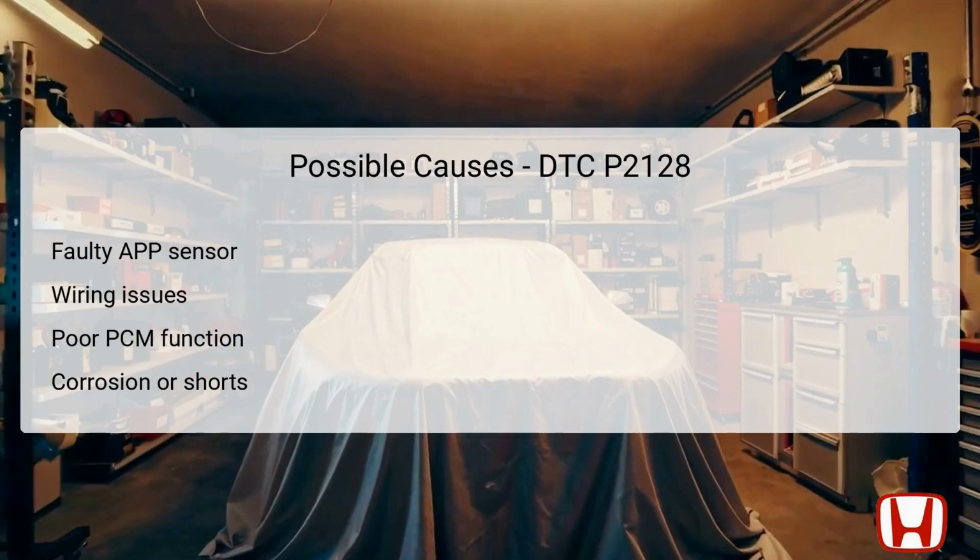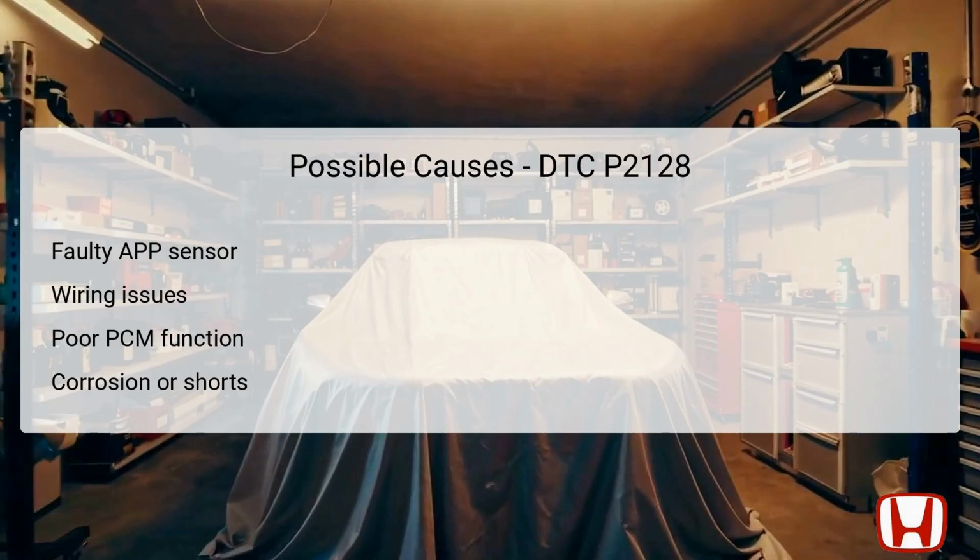There are several potential causes for the DTC P2128, and accurately diagnosing these is essential for effective repairs. First, the APP sensor itself may be faulty, potentially due to wear or internal failure. Wiring issues, such as corrosion or shorts, can create high resistance or signal loss, leading to the PCM interpreting the output as high voltage. A malfunctioning PCM is another possibility, indicating a more serious electrical issue.